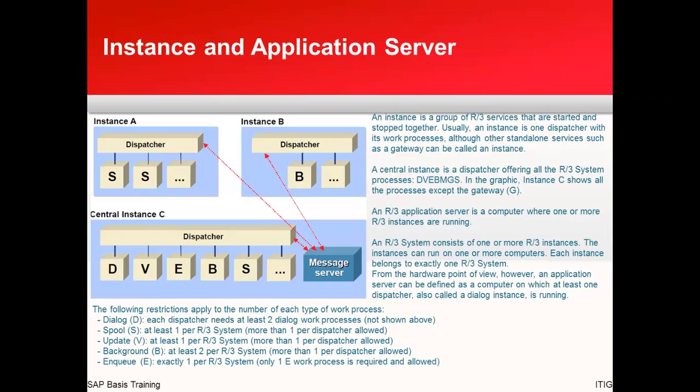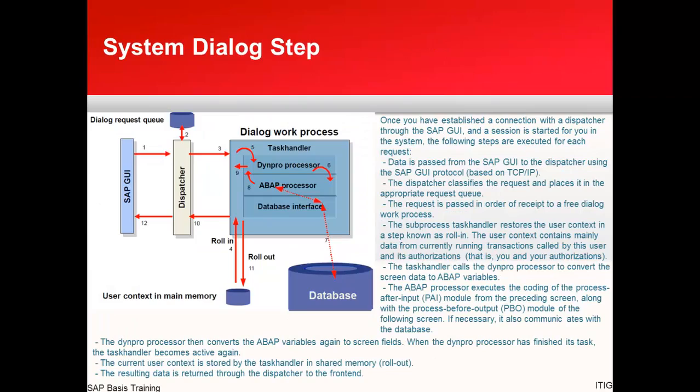So for dialog you should have a minimum of 2, and for background jobs you should have a minimum of 2. Here you can see a central instance listed as C, instance A, instance B. This is a kind of architecture showing you have multiple instances and one central instance, and how the work process distribution is taking place between them.